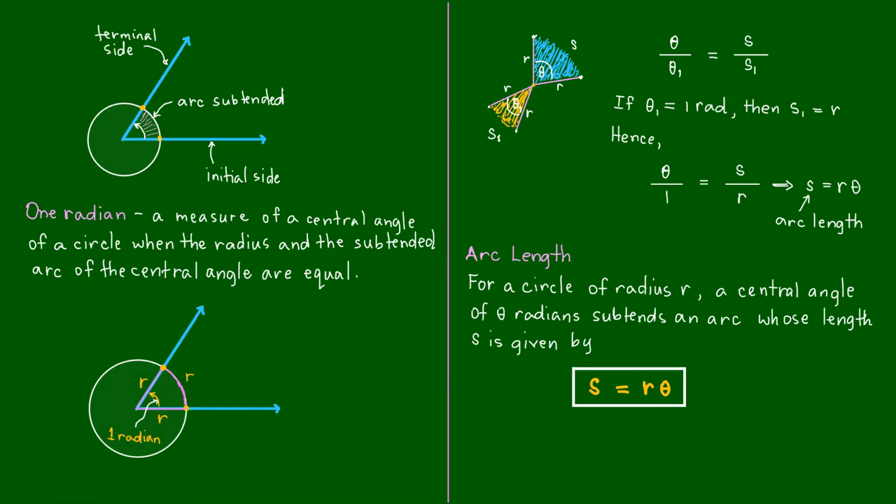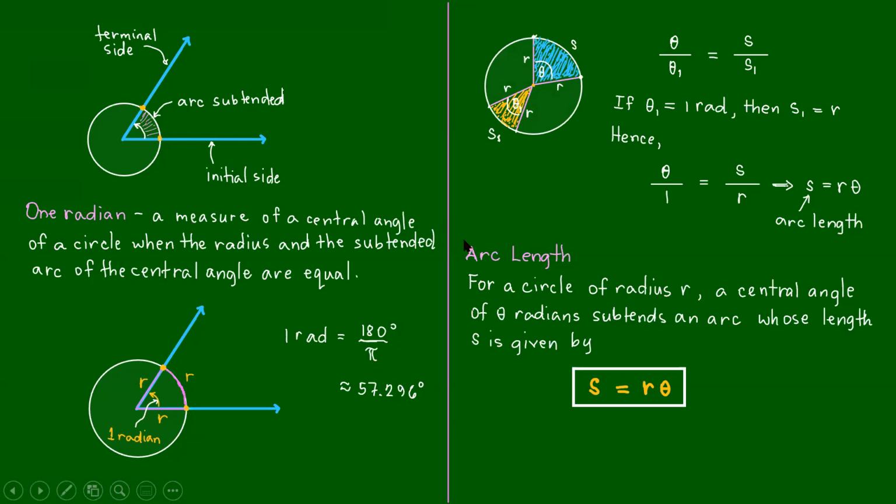Again, 1 radian is the measure of the central angle when the radius and the subtended arc of the central angle become equal in length. So if this arc has a length equal to the r of this circle, then this central angle is equal to 1 radian. And that 1 radian is actually equal to 180 degrees over pi, so that is around 57.296 degrees, in 3 decimal places.